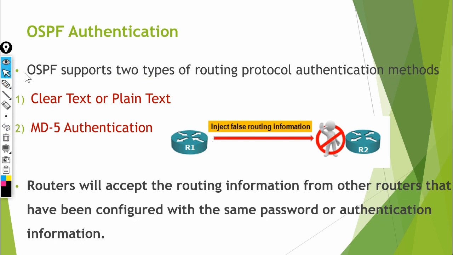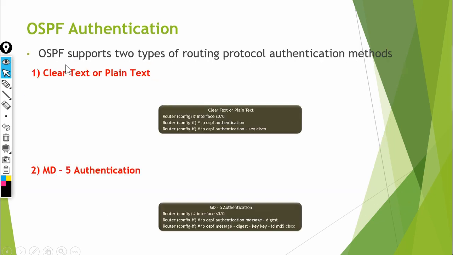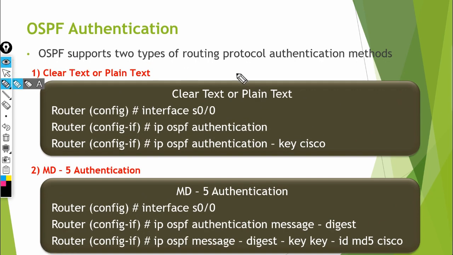Now let's move ahead and see how exactly you can implement this. Here are the commands quickly. If you want to configure this authentication in OSPF, say for example clear text first, the method is very simple. The routers are connected to each other with some interfaces. For example, let's say this is my serial 0 and this is my serial 1. In router A you need to configure the authentication under serial 0, and in router B under serial 1 you must configure this.